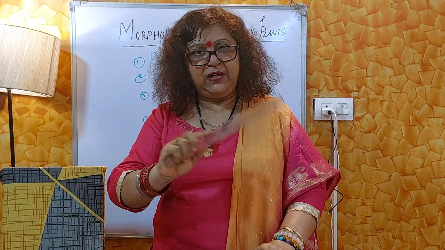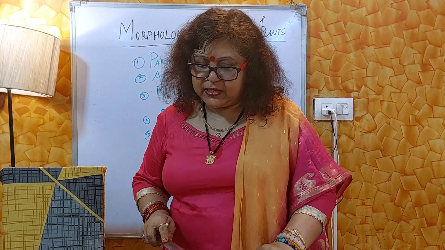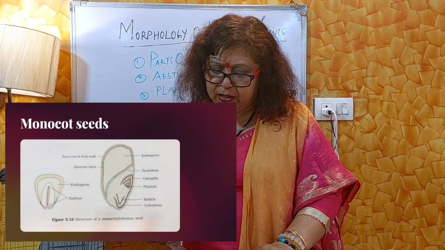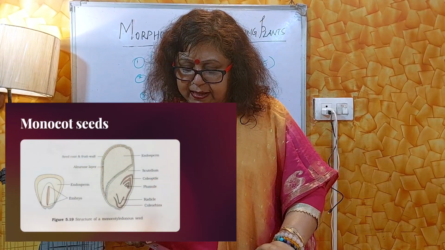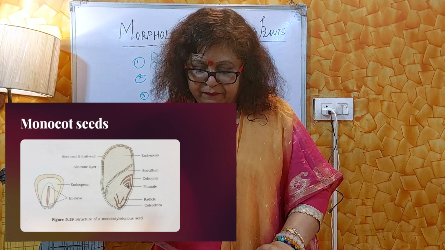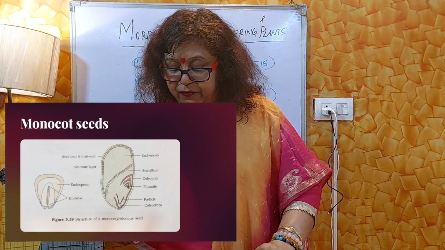And what is the seed? I told you. Now we come to monocot seeds. The seed which has one cotyledon is called a monocot seed. The monocot seeds are endospermic, but some are non-endospermic. An example is maize, where the seed coat is membranous and fused with the fruit wall.